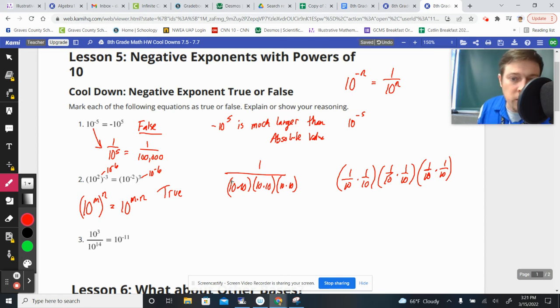And your numerator is going to be 1, whether you multiply 1 over and over again or you just set it as 1. So this one is true.